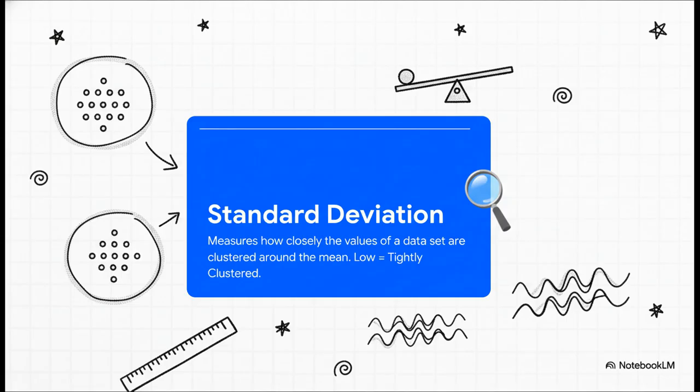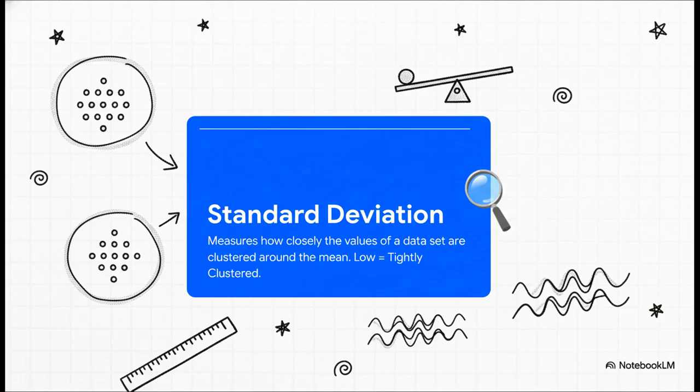So how do we measure this spread? Well, we use a tool called standard deviation. Now, don't let the name scare you and don't worry about the formula. Just think of it as a consistency score. A low score, like for Class A, means your data is all bunched up and pretty reliable. A high score, like for Class B, means your data is spread way out.